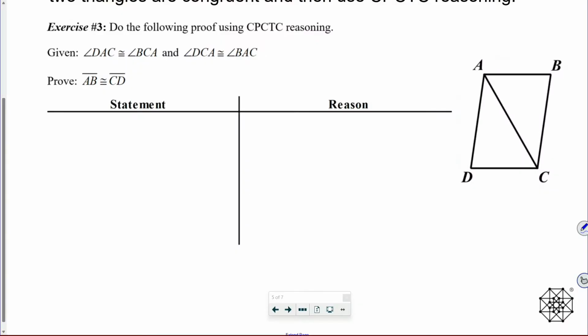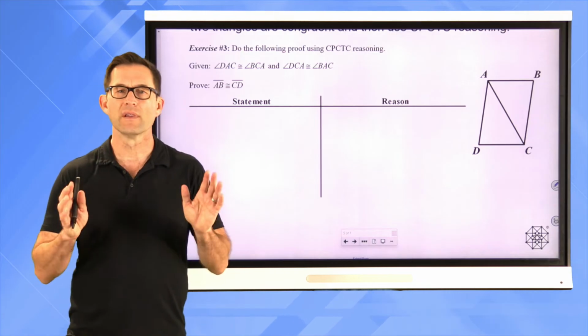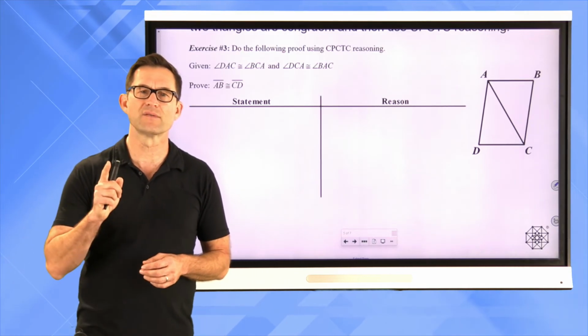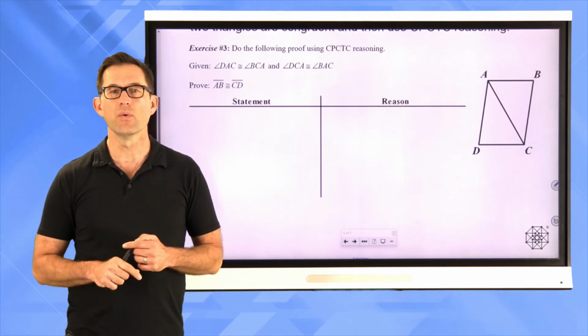Do the following proof using CPCTC reasoning. Given, angle DAC is congruent to angle BCA, angle DCA is congruent to angle BAC, prove that segment AB is congruent to segment CD. Okay, so let's mark up the givens, but then I'm going to turn you loose and see if you can finish the proof.